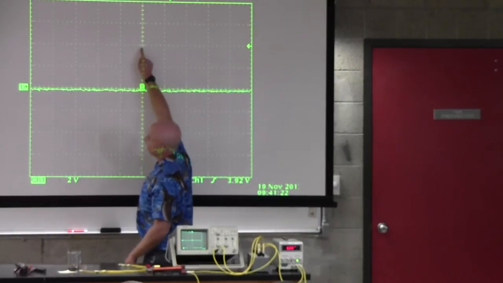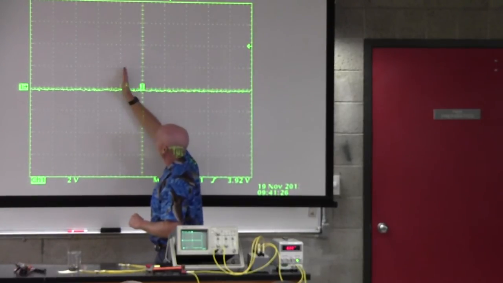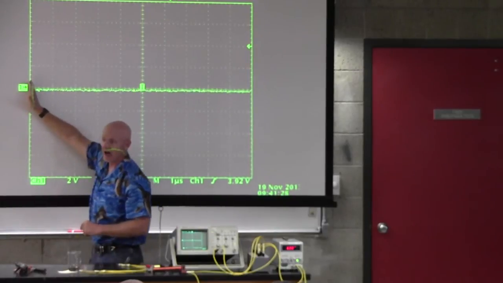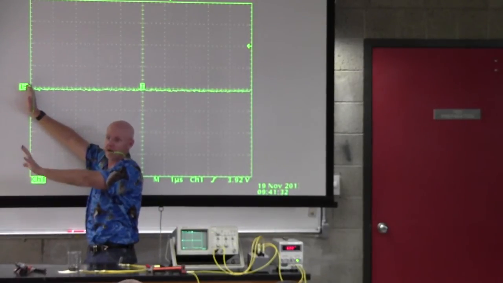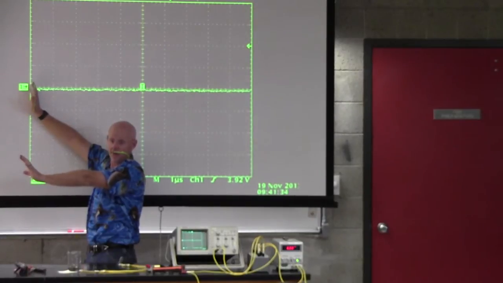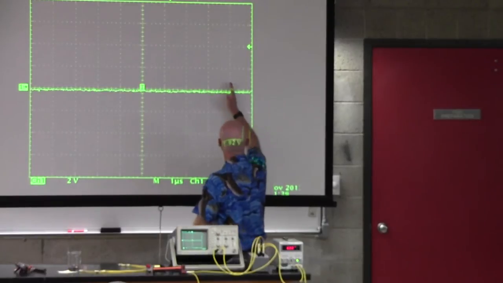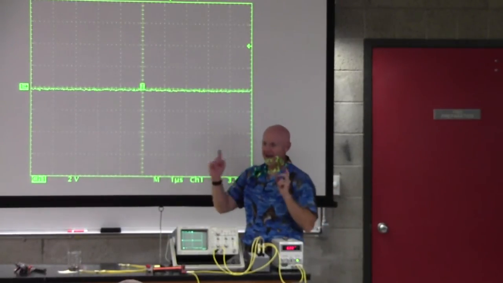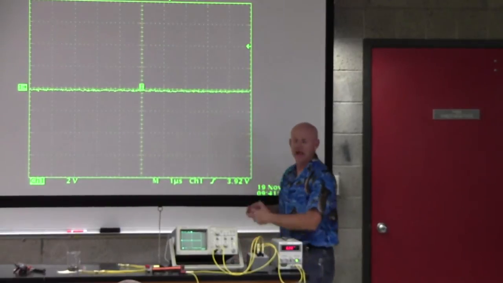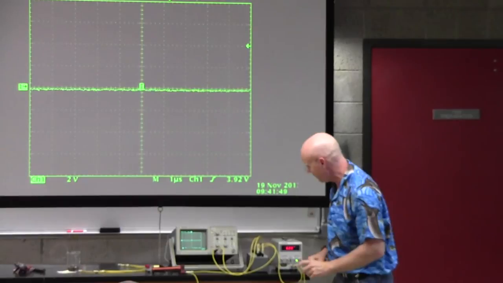It's going to display the 4 volts right here at the trigger spot. And it will display 1, 2, 3, 4, 5 microseconds before it got to 4 volts, and it will display 1, 2, 3, 4, 5 microseconds after it got there. So it's a nice scope in the sense that it has the fancy triggers here. But that's what I want to see.